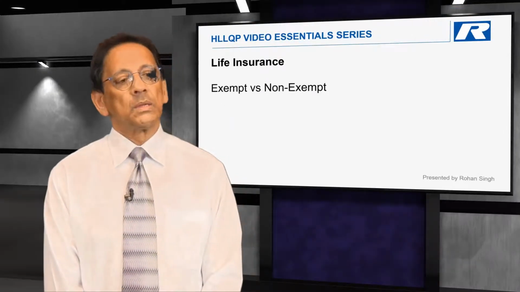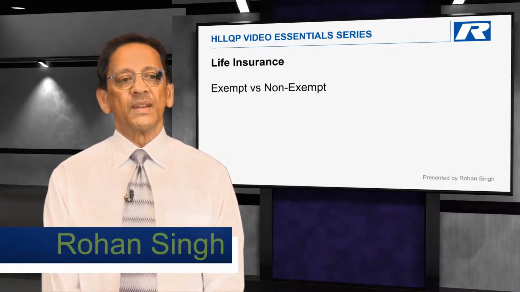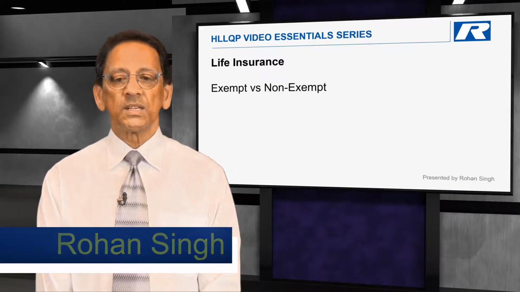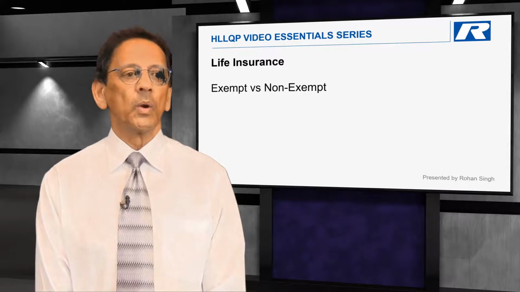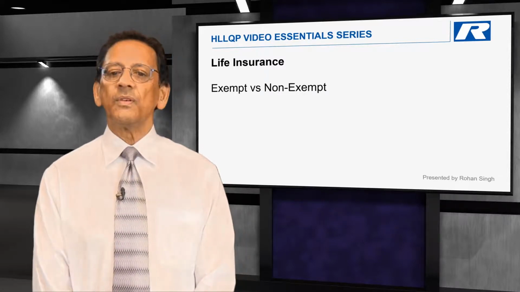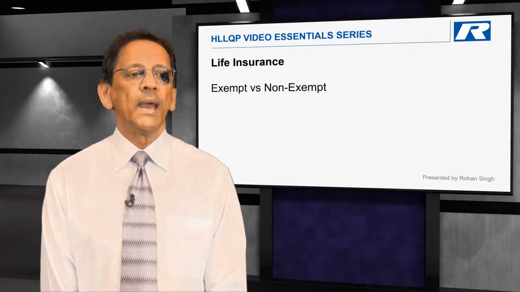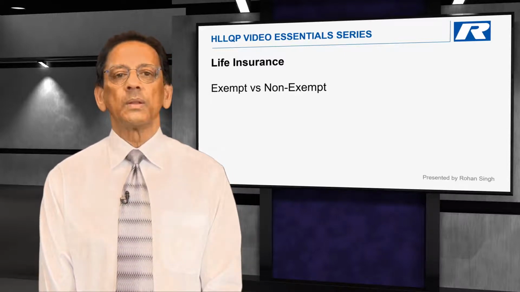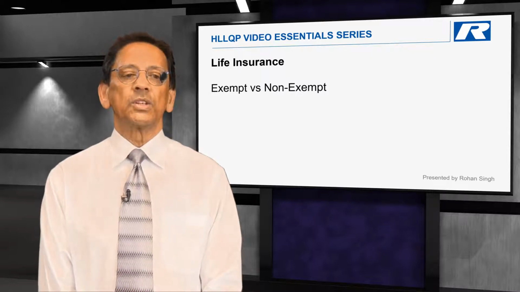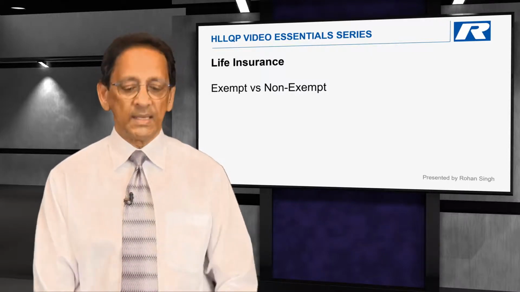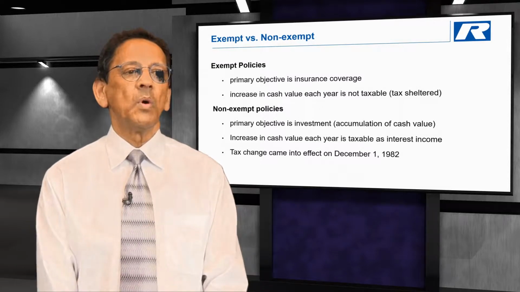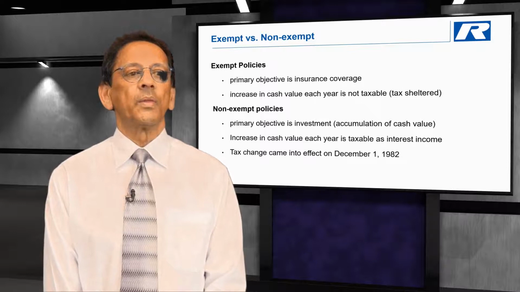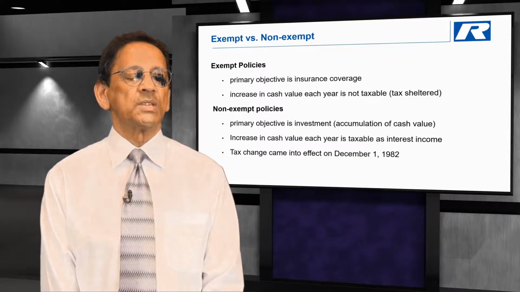We're going to talk about the concept of an exempt policy versus a non-exempt policy. This is still part of Chapter 7, where we're looking at taxation of life insurance policies. And that exempt and non-exempt concept came about at that same date that tax changes were made, December 1st, 1982.